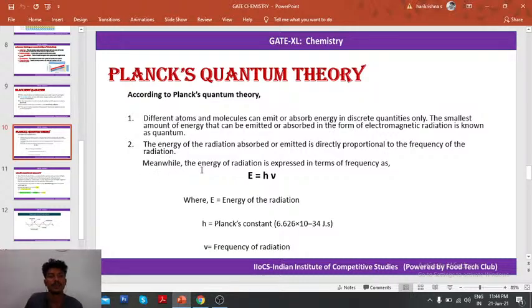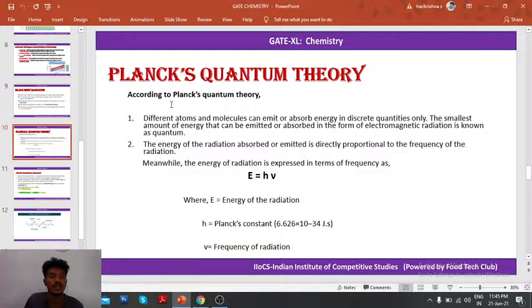Now we see the equation: E is equal to h nu. E is the energy of radiation. h is Planck's constant, and it has a constant value of 6.626 into 10 raised to minus 34 joule second. That is the value of h. Then nu is the frequency of radiation. So E is equal to h nu, where E is the energy of radiation, h is Planck's constant, and nu is the frequency of radiation.